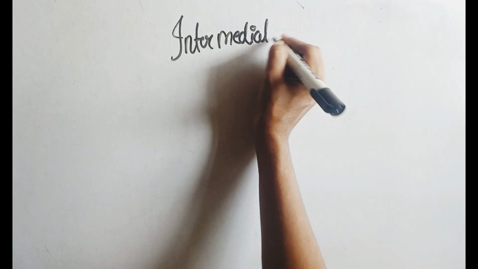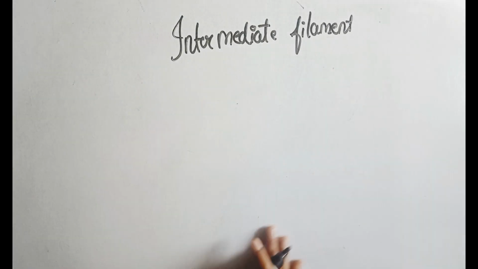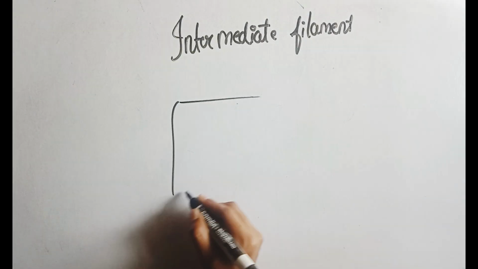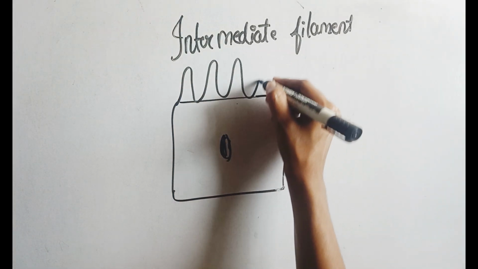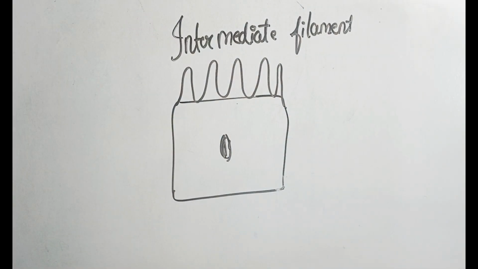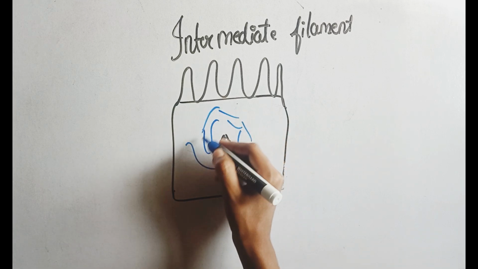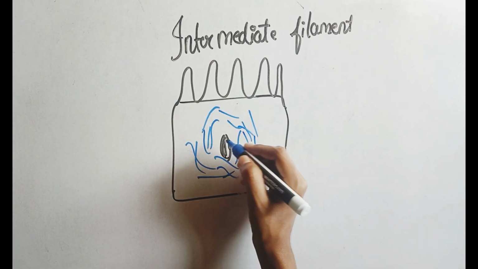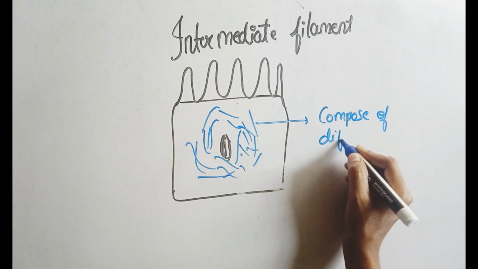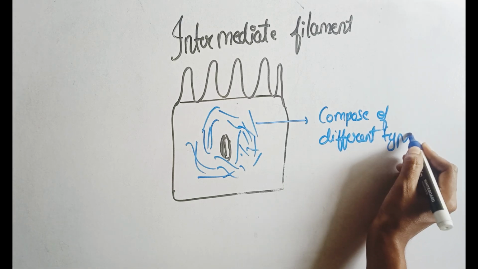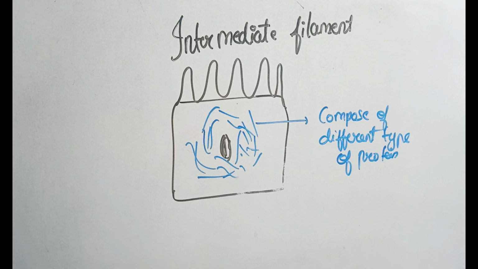The intermediate filament is a thicker element than the microfilament, but thinner than the microtubule. That is why it is called intermediate filament. In the cell, the nucleus is present, and these intermediate filaments are mostly present around the nucleus or around the organelles. The intermediate filaments are made up of very different types of proteins, not a single protein or two proteins. There are many different types of proteins that compose the intermediate filament.